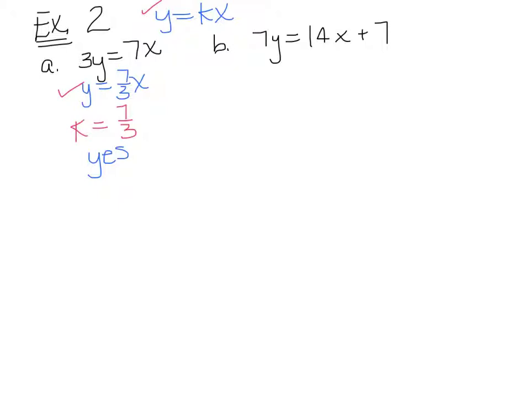Now over here, if we divide everything by 7, you're going to get y equals 2x plus 1. Now it looks similar, but if you notice, we have this plus 1 here. Remember I said our y-intercept is always 0. So because of that plus 1, this one is no.